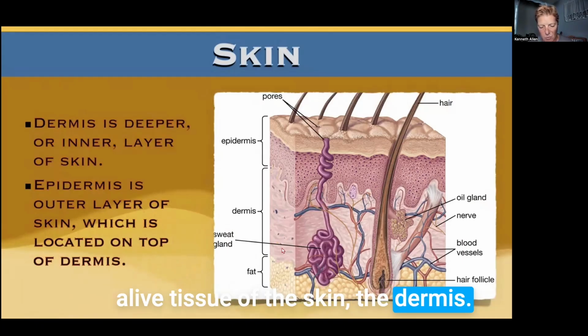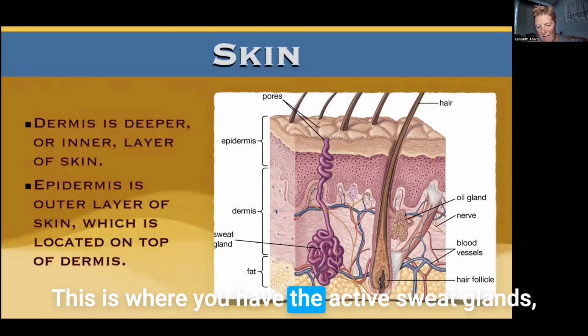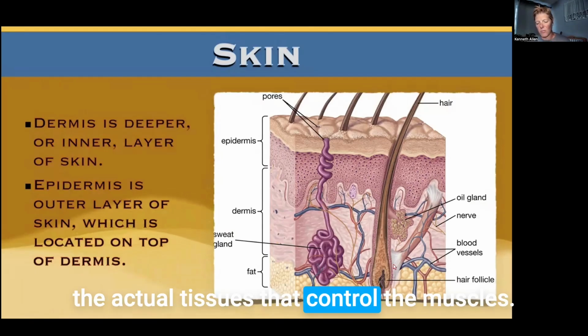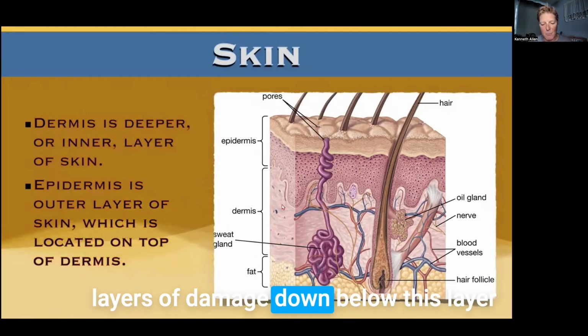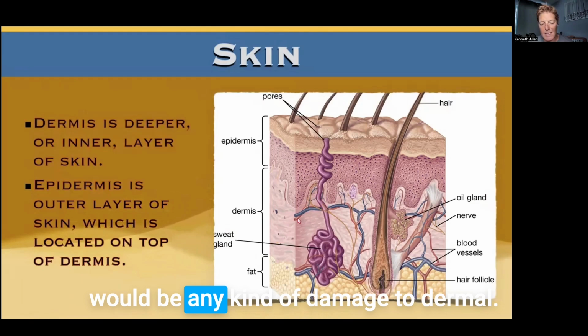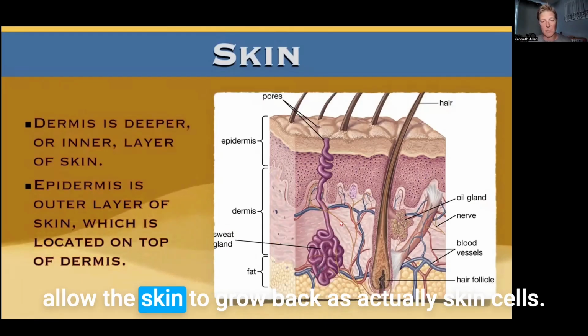And as we go deeper down past this germinal layer, we get into the alive tissue of the skin, the dermis. Here's where you have the blood vessels. This is where you have the active sweat glands, the actual tissues that control the muscles. And this would be, if we're looking at the layers of damage, down below this layer would be any kind of damage to the dermis would cause scarring, would not allow the skin to grow back as actually skin cells.